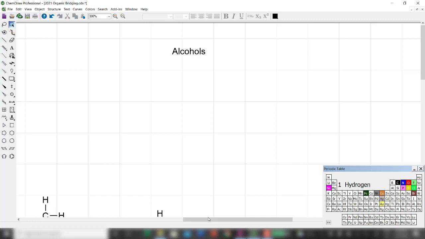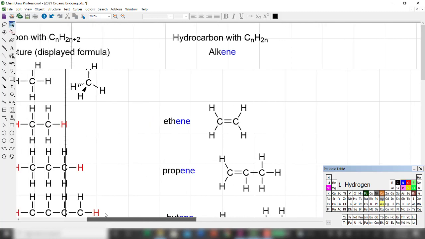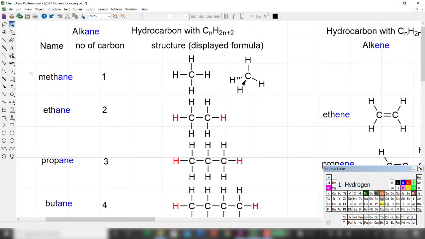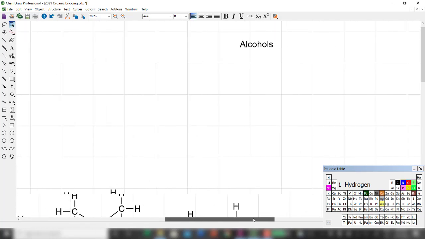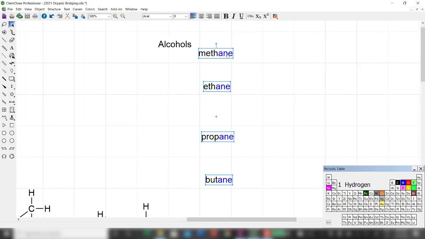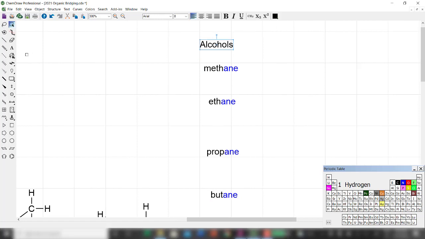You realize that the naming is actually quite boring. If I go back here, I can simply paste everything over, and then just change the name. The simplest member will be methanol. Just change to -ol. After that, ethanol, and then propanol, and then butanol. And that's it.